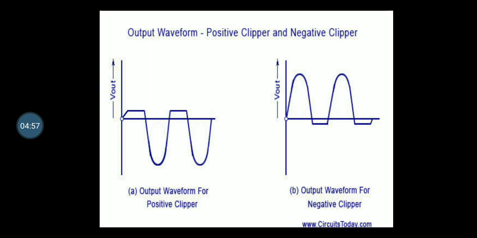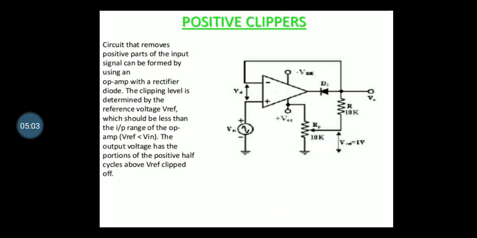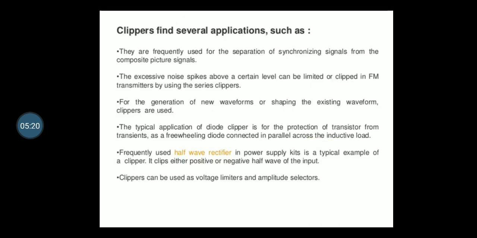So this is the major difference between the positive and the negative clipper, only by reversing the diode direction. Here look, the diode is in the reverse biased condition, and here the diode is in the forward biased condition. This is the only major difference between the positive and the negative clipper.